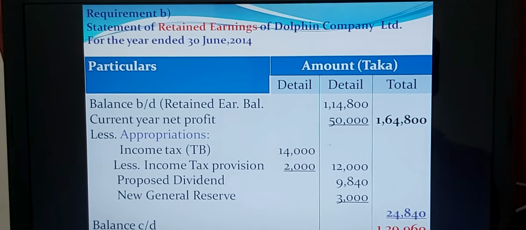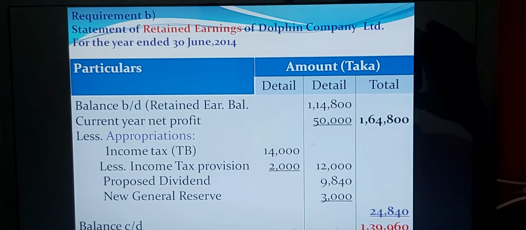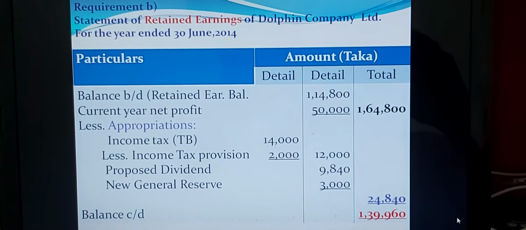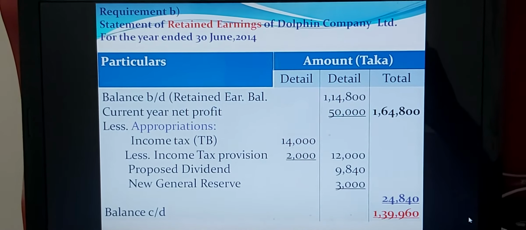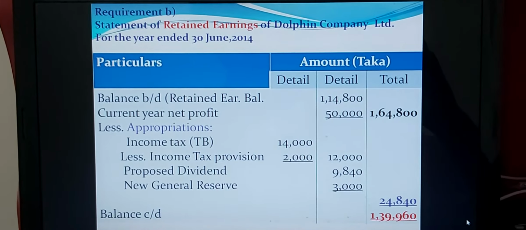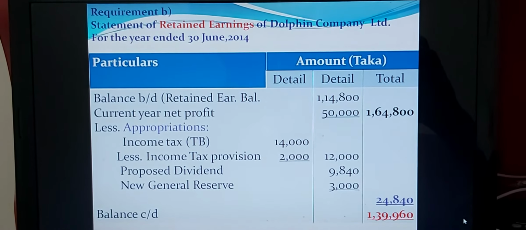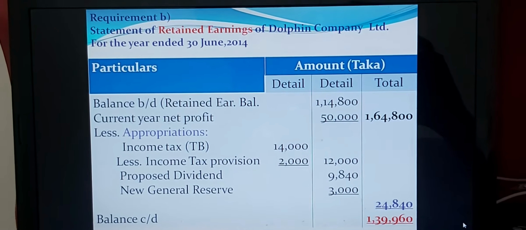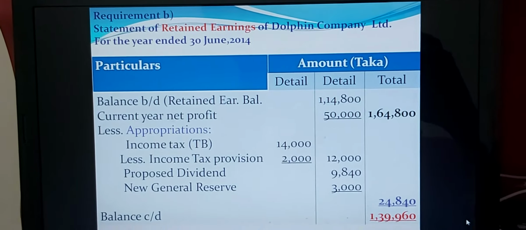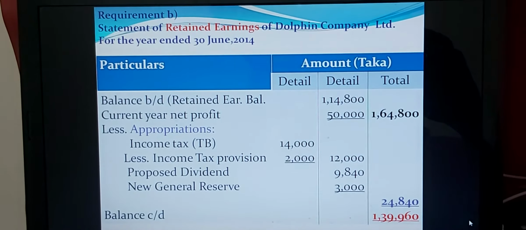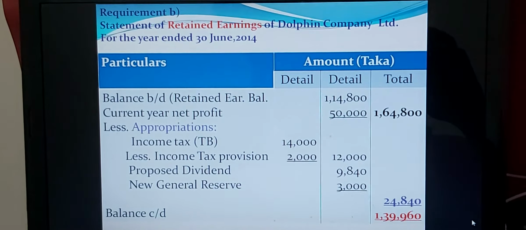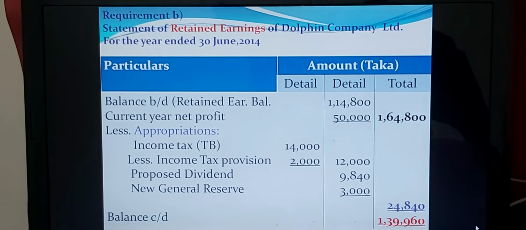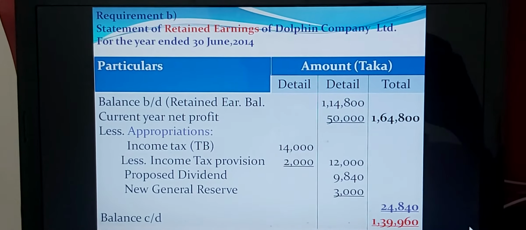Totally 4 columns to be used. Particulars, amount taka, detail, amount taka, detail, amount taka, total. 3 amount columns are available. So in this way you have to prepare it. In lesson number 1, you saw the format of retained earnings statement. Now when starting the statement of retained earnings in this way, requirement B, statement of retained earnings of Dolphin Company Limited for the year ended 30 June 2014.